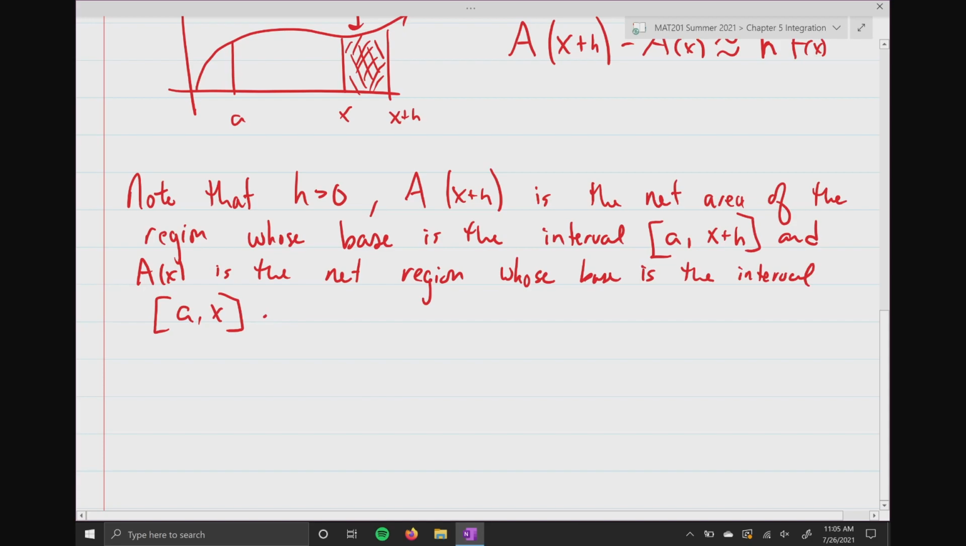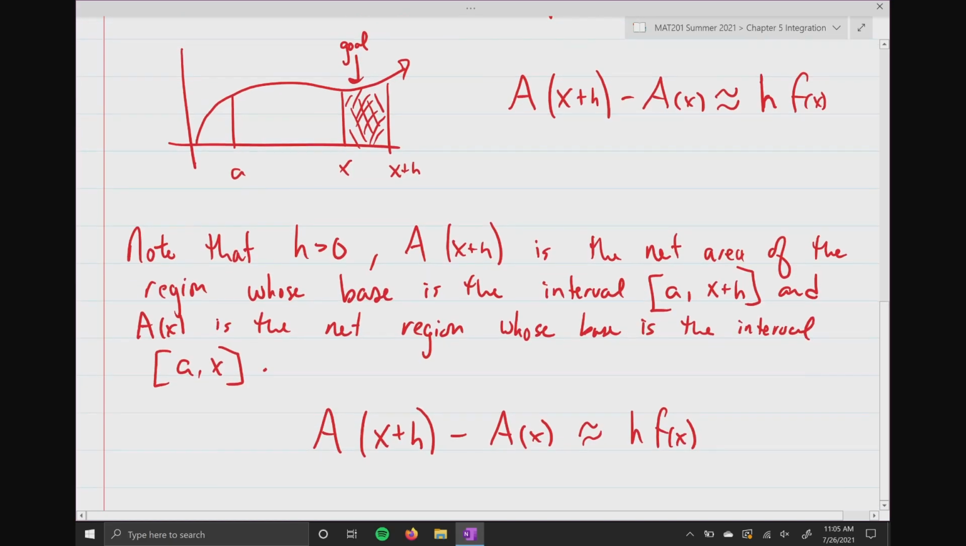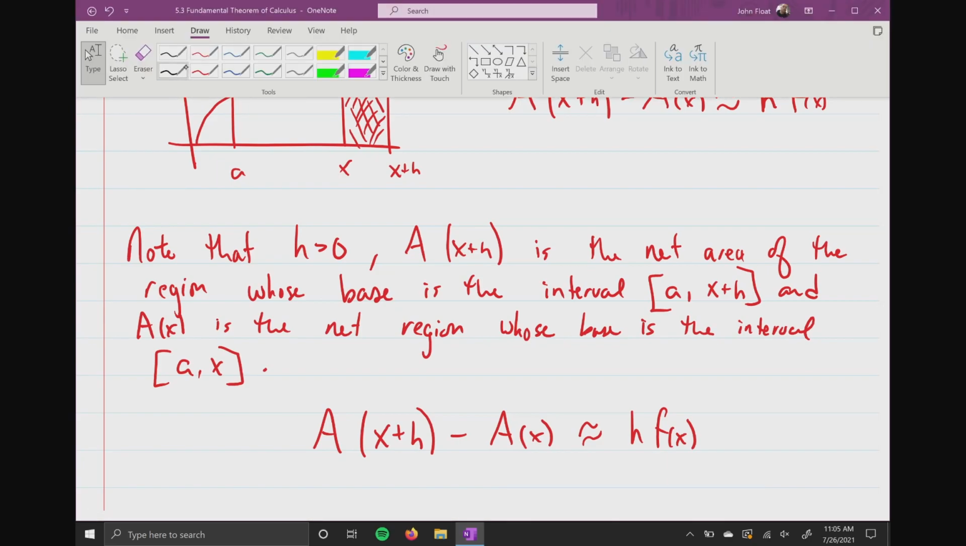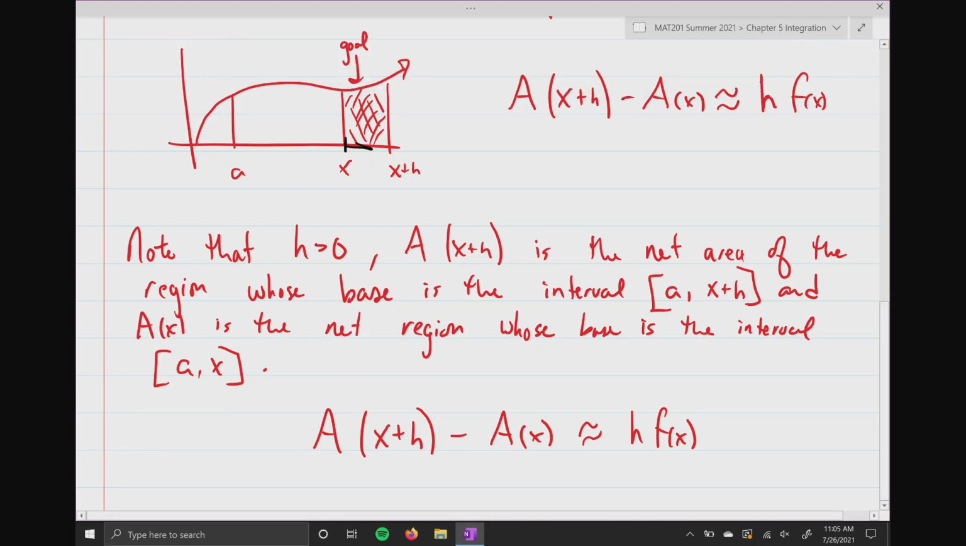Now, if I were to set this up, this should start to look a little bit familiar. So watch what I write here. I know this is going to give me the net area, which is approximately equal to h times f of x. So in the picture above, let me label this for us. This distance right here is going to be h, and then the height is going to be the function itself, f of x, or in this case, you could just call it f.